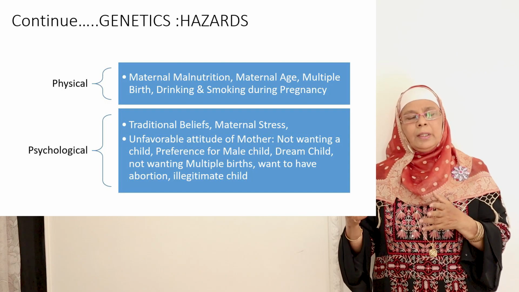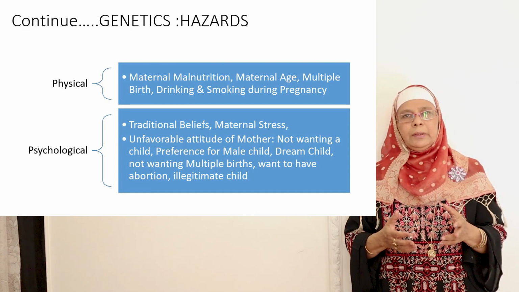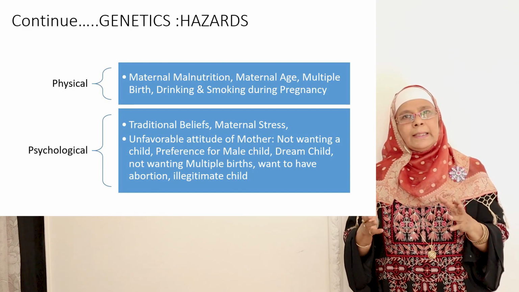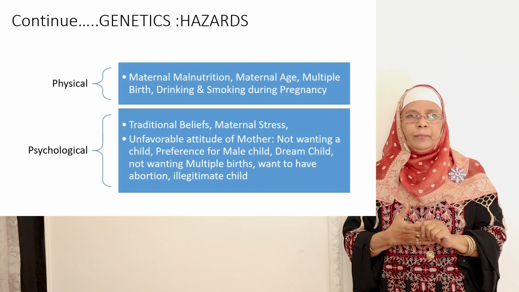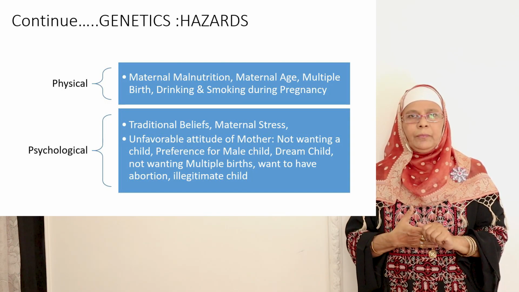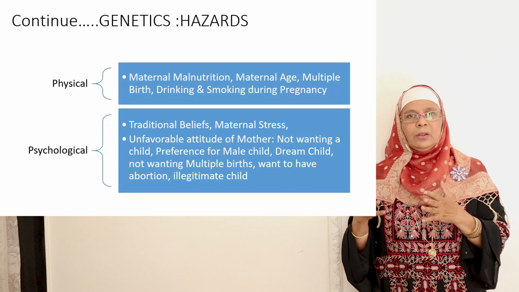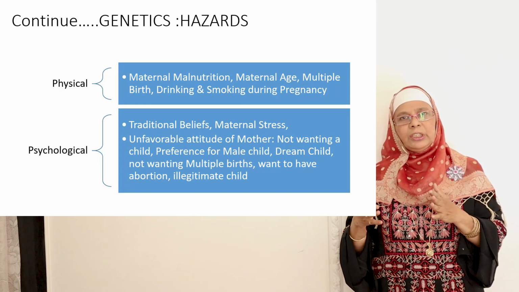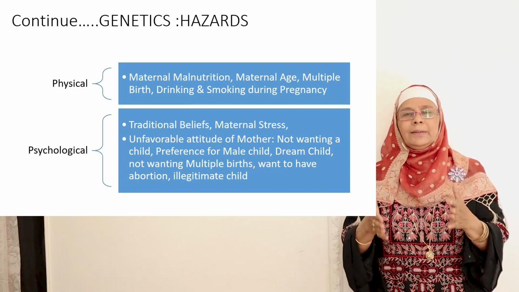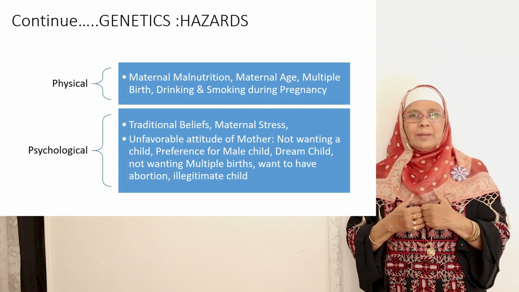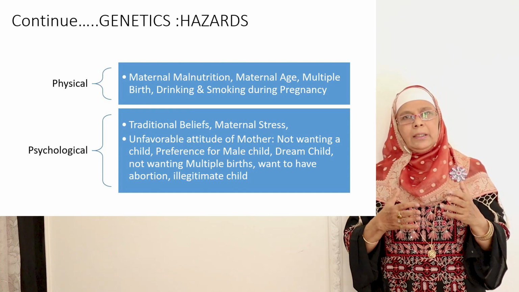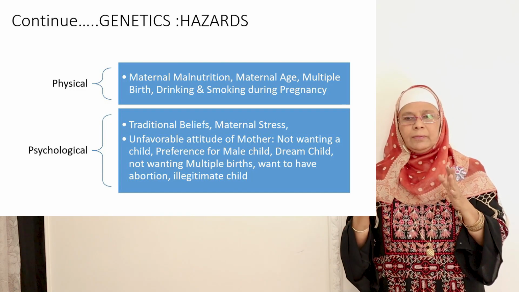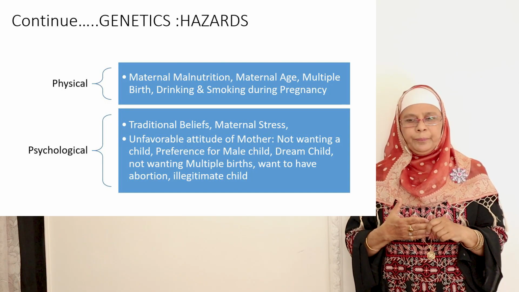Then unfavorable attitude of significant people, that is also a psychological aspect. For example, sometimes parents don't want the baby, and that becomes a psychological hazard for the child. Sometimes the mother doesn't want the baby at this time, that is also another aspect. Sometimes an illegitimate child is there, that will cause stress also, and that will create a hazard for the baby also.